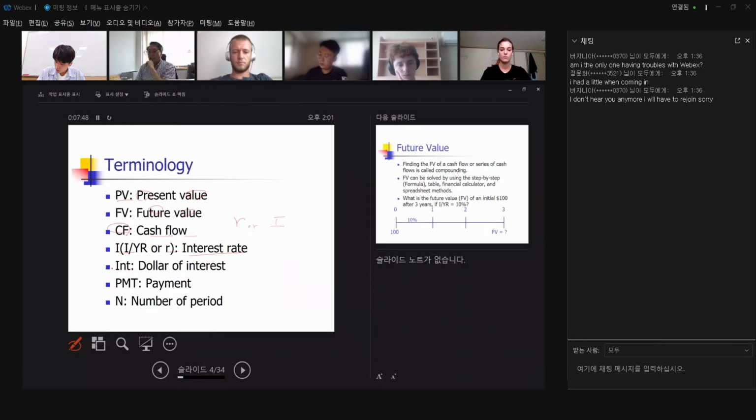INT is the dollar amount of interest. PMT is the payment. Payment means an identical amount in a series.